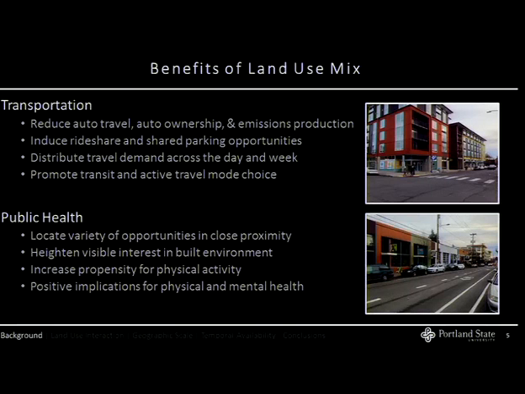But from a public health perspective, this location of a variety of opportunities in close proximity, which is what this construct represents, comes in addition to a heightened visible interest in the built environment. An area like on the left and right here looks more inviting and there's more going on, so it's supposed to induce more active travel options. We know that these in tandem increase the propensity for physical activity, and there's an association of positive implications for physical and mental health in increasing the land use mix in a neighborhood.